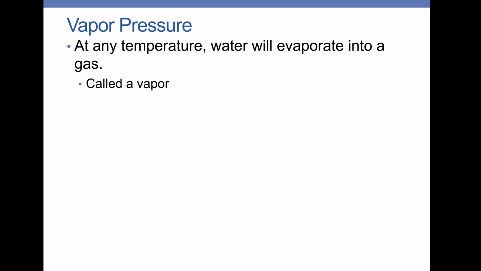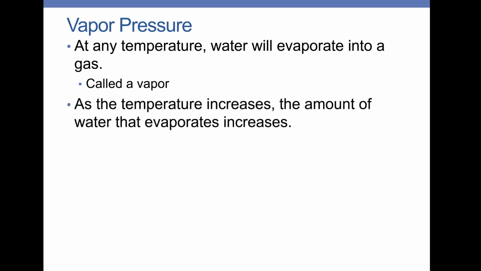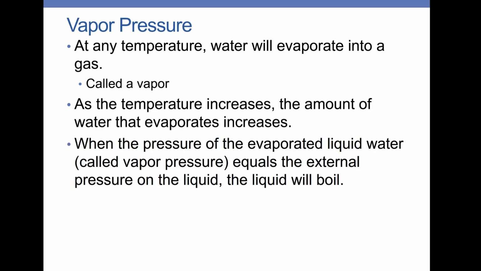Okay, the first thing we do need to talk about is vapor pressure, because that is very much related to these colligative properties. So at any temperature, water will evaporate into a gas. It's called a vapor. You may be familiar with this if you've had a glass of water on your nightstand and you leave it there for a few days. You might notice that the volume of water has gone down even without drinking it. It evaporates. And as the temperature increases, the amount of water that evaporates also increases. Eventually you get to a point where the pressure of the evaporated liquid water, called vapor pressure, equals the external pressure on the liquid. At that point, the liquid will boil. That's what boiling point is: when the vapor pressure equals the external pressure on the liquid.